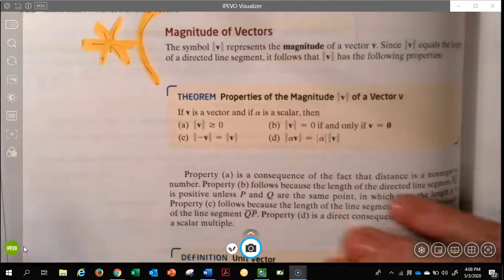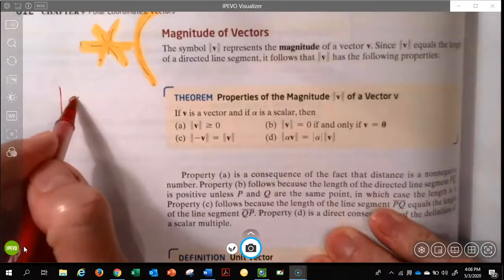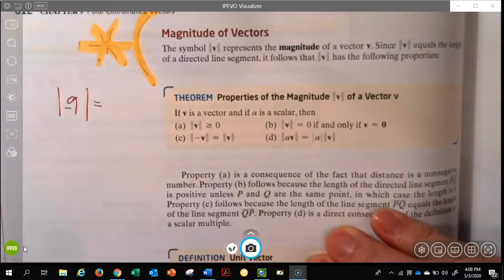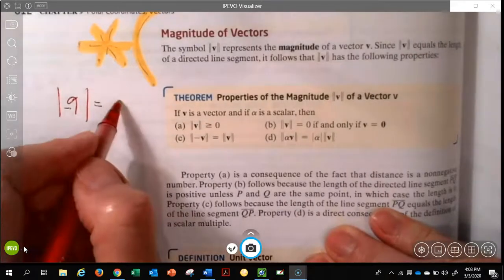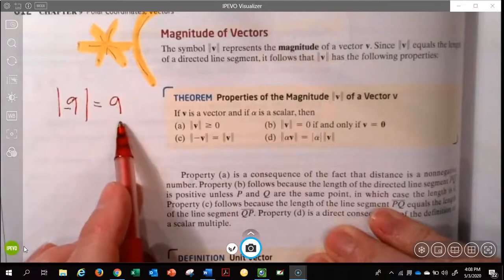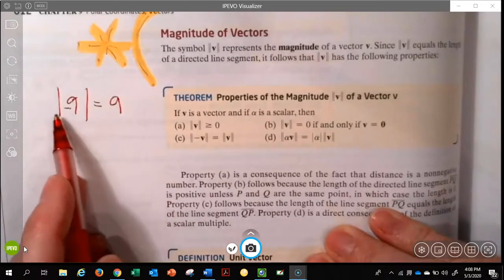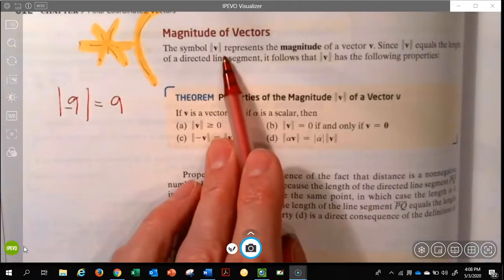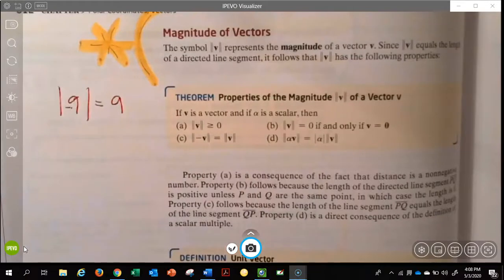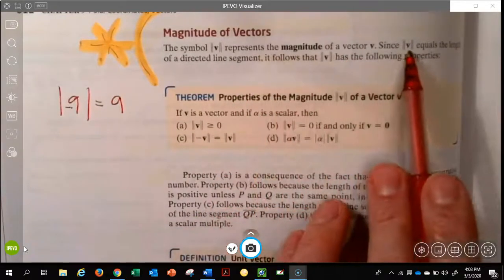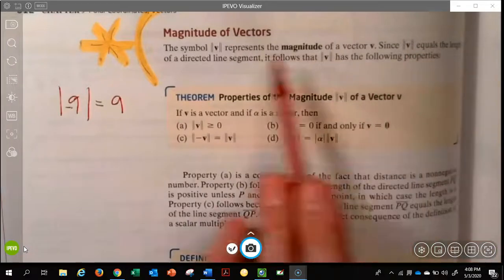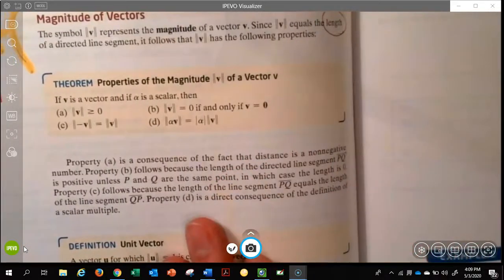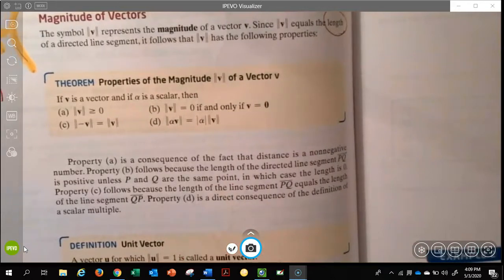It's like when you see this symbol here, when you see like the absolute value, and we'll go ahead and make it a -9, I know that there's a process tied with that symbol. That means I want the distance between that number and 0, and it's 9 spaces. These little vertical marks tell me a process. These double vertical marks tell you a process. And so the process, well, let me finish. Since magnitude of vector v equals the length, right here, the length of a directed line segment, it follows that it has the following properties.